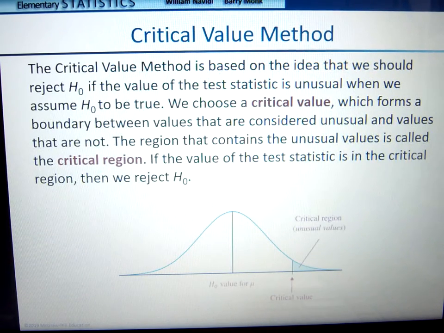The critical value method is based on the idea that we should reject the null hypothesis if the value of the test statistic is unusual when we assume the null hypothesis to be true. We choose a critical value which forms a boundary between the values that are considered unusual and the values that are not. The region that contains the unusual values is called the critical region. If the value of the test statistic is in the critical region, then we can reject the null hypothesis.